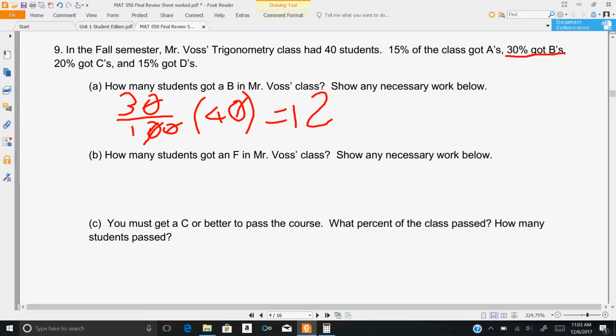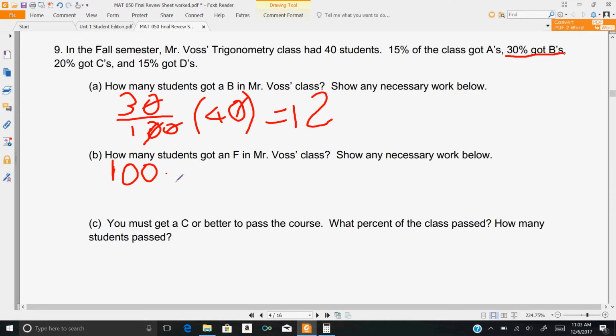Second question, how many students got an F in Mr. Voss's class? Show work below. We go back up, and it doesn't tell us how many got an F, but we know that students either had to get an A or a B or a C or a D or an F. And we know how many got an A, a B, a C, a D. So we can take 100% and subtract everybody who got something that wasn't an F. Then we know that's how many people got an F.